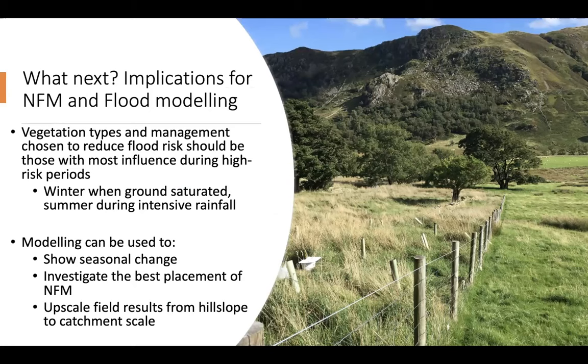So it's become very clear from my previous research that vegetation types and the management are really key in terms of determining the overland flow potential and the storage and flow of water in environments. So we really need to think about what are the most high-risk periods for each catchment. Now in the UK that's mostly in winter when our ground is saturated, or in summer when we have really intensive rainfall, so much so that the ground can't take in enough moisture and therefore produces overland flow.